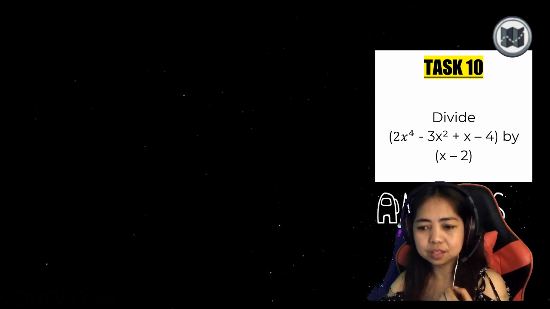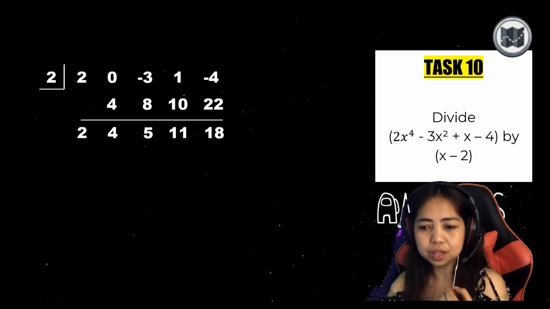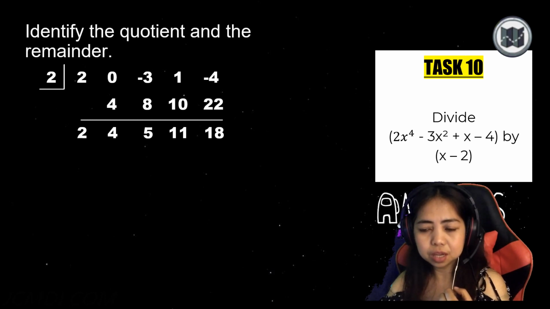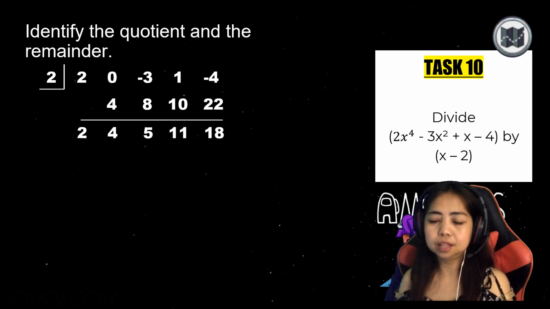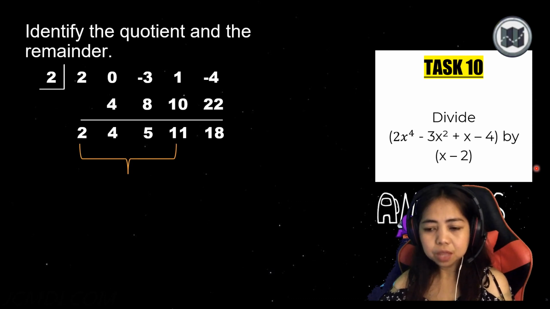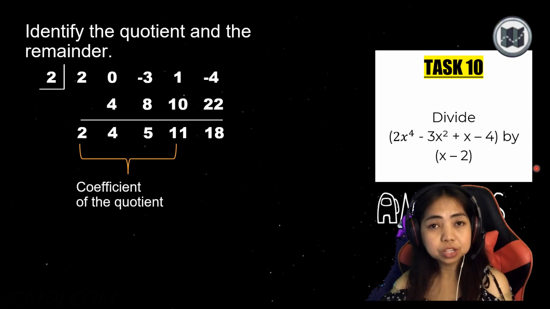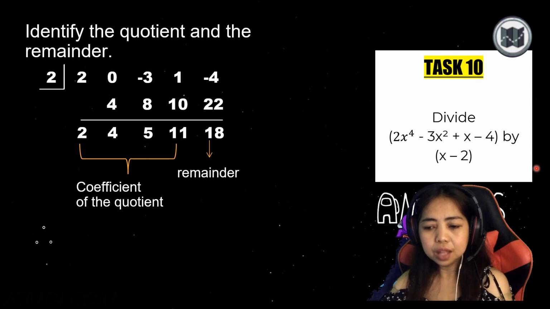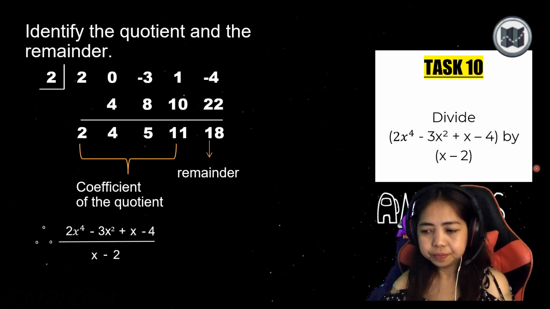Anong sunod? Tingnan nga natin. Identify the quotient and the remainder. Ito ang pinaka-importante sa lahat. Ito ha, identify natin. So, ito yung ating mga quotient. Yung coefficient ng ating mga quotient. Tapos, ito yung ating remainder. So, ang gagawin natin, unahin muna natin yung remainder.